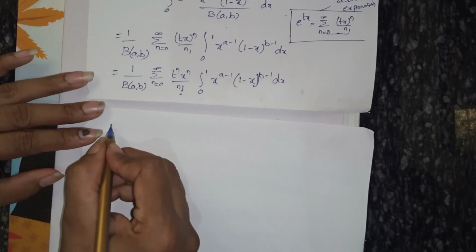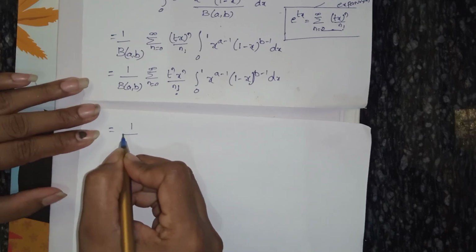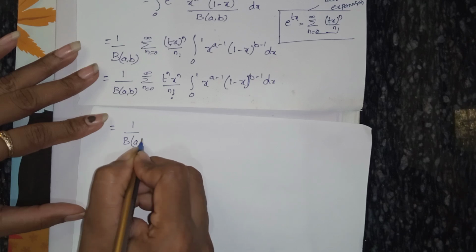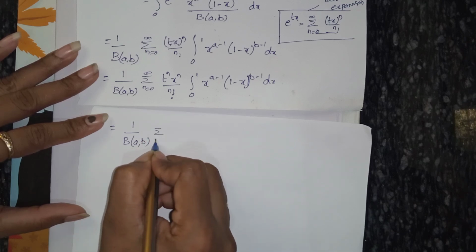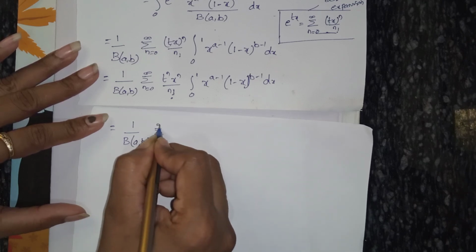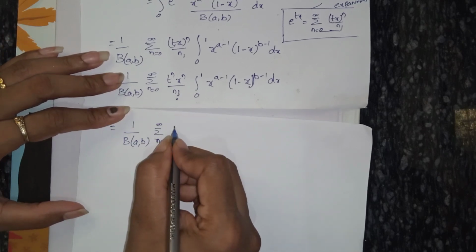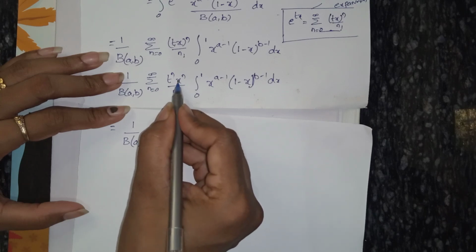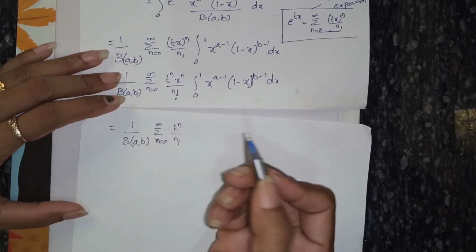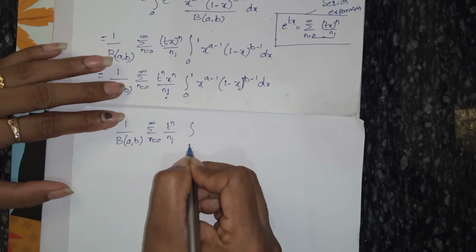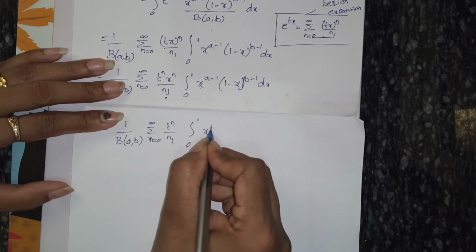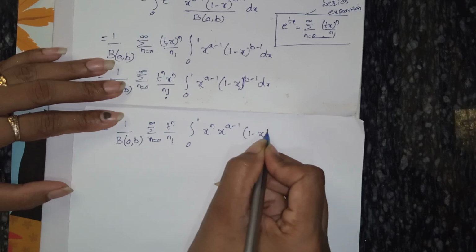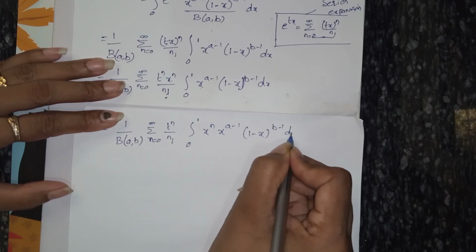See here, equals 1 by B(a, b) summation n equals 0 to infinity, t power n by n factorial, and this x power n I am going to take inside the integration. Integration 0 to 1 of x power n into x to the power of a minus 1 into (1 minus x) to the power of b minus 1 dx.